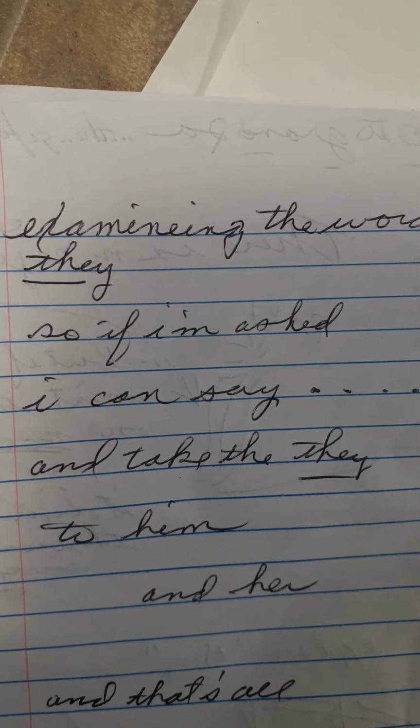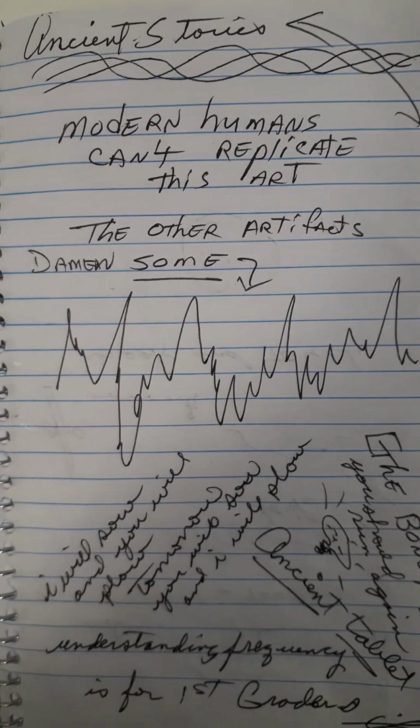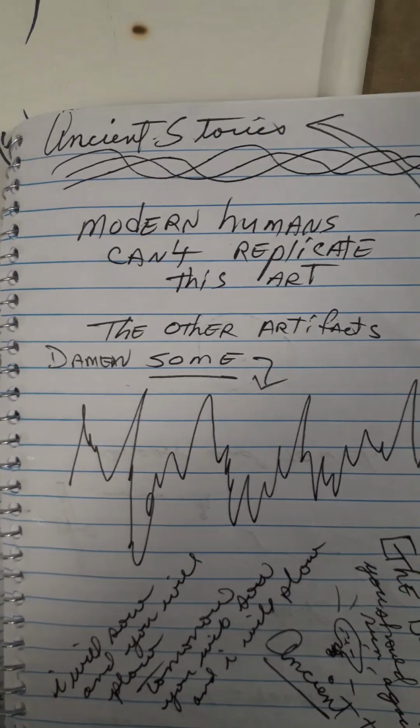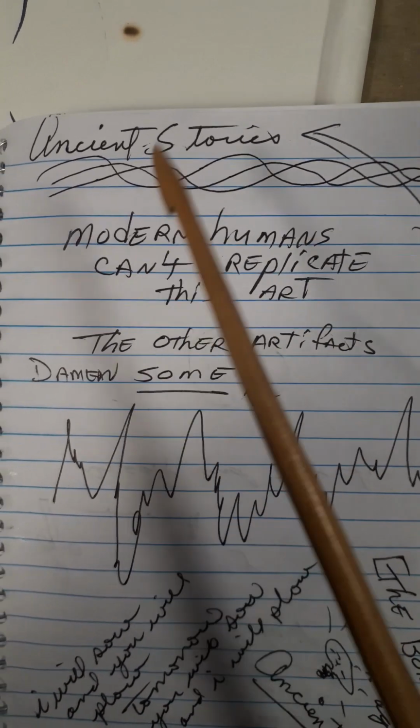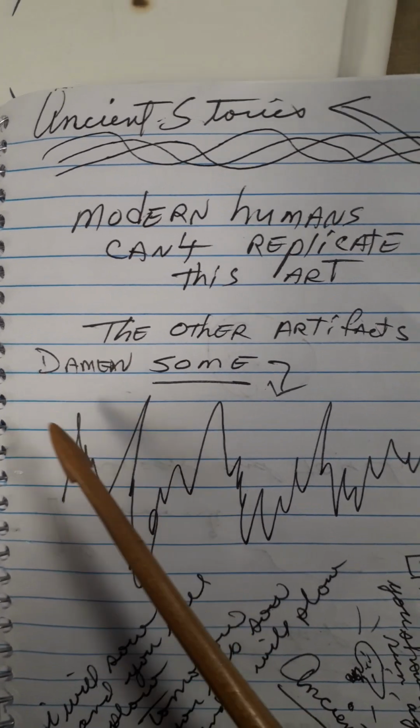Examining the word "they." If I'm asked, I can say, and take the "they" to him and her. And that's all I really should say. But I'm going to keep talking. After all, it is my channel. I'm not griping at anybody here, but I got to have an example. So I'm using Damien. Sorry, Damien.